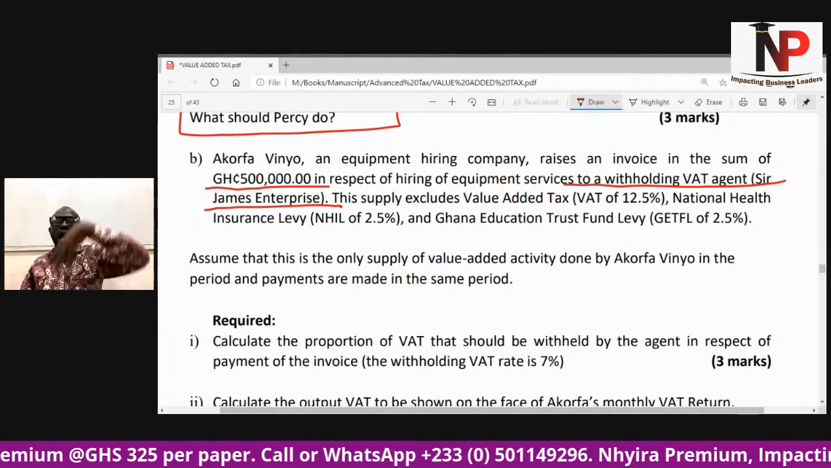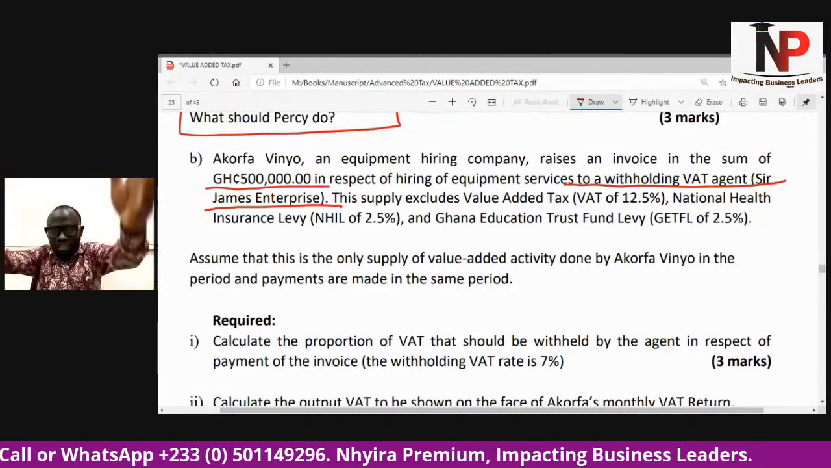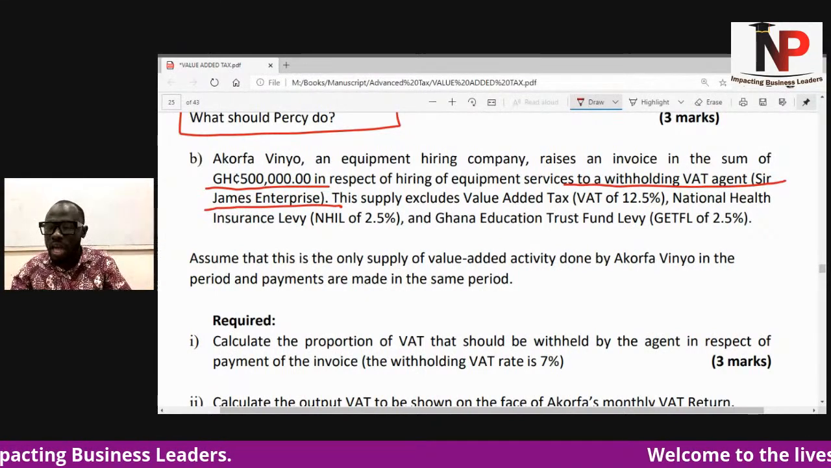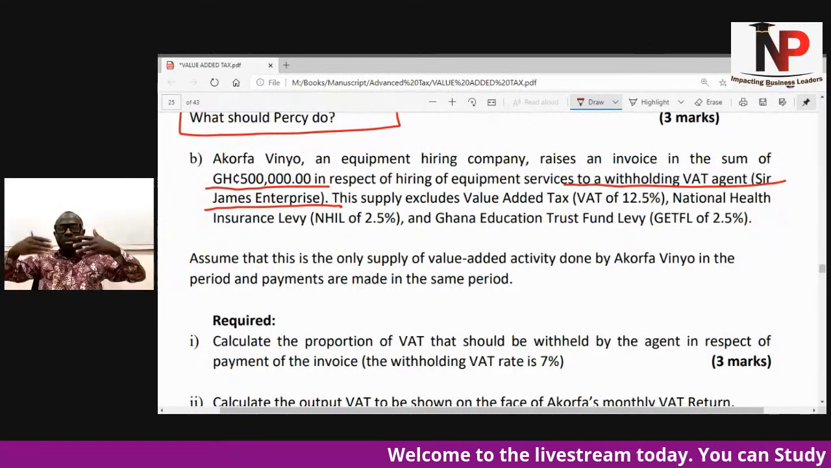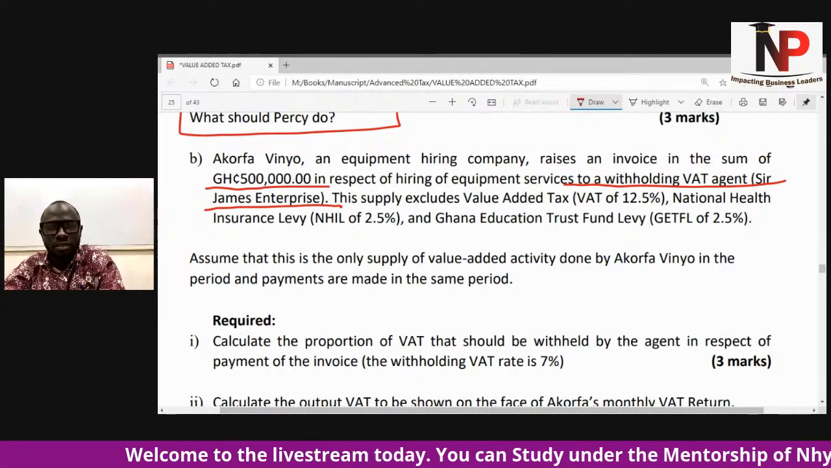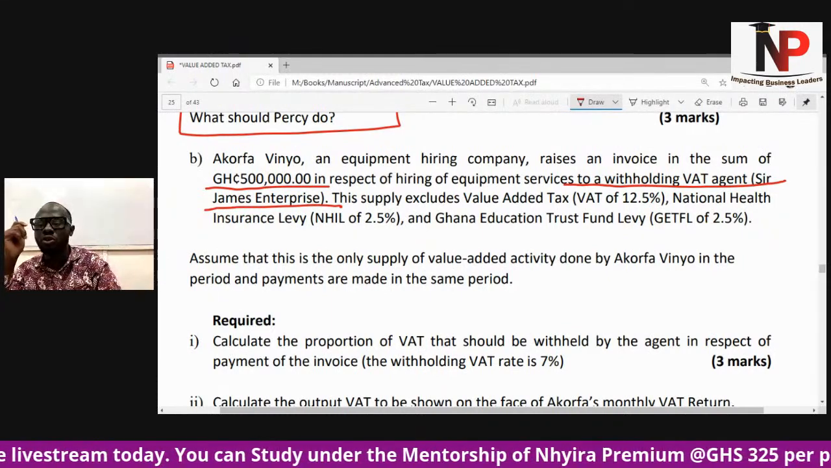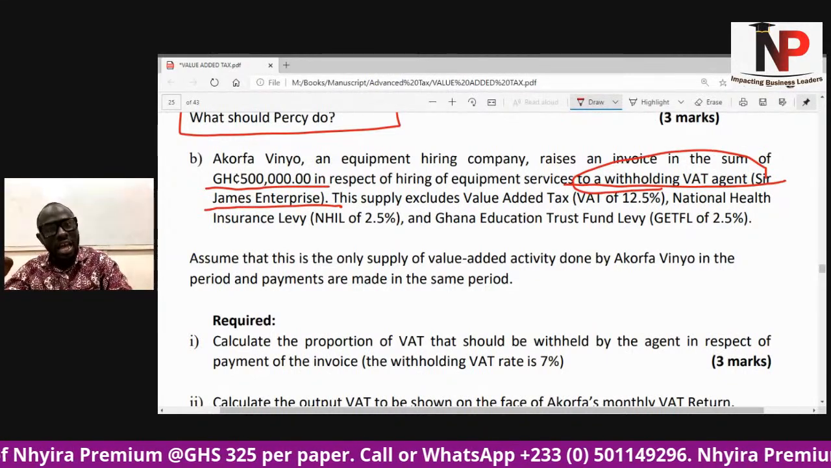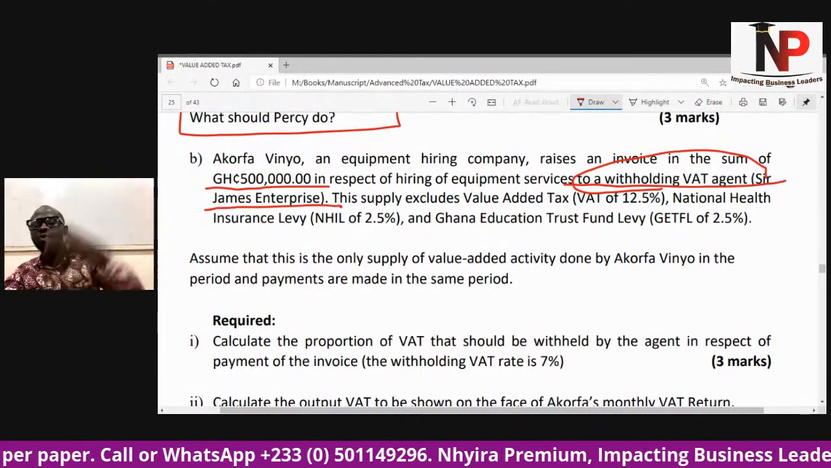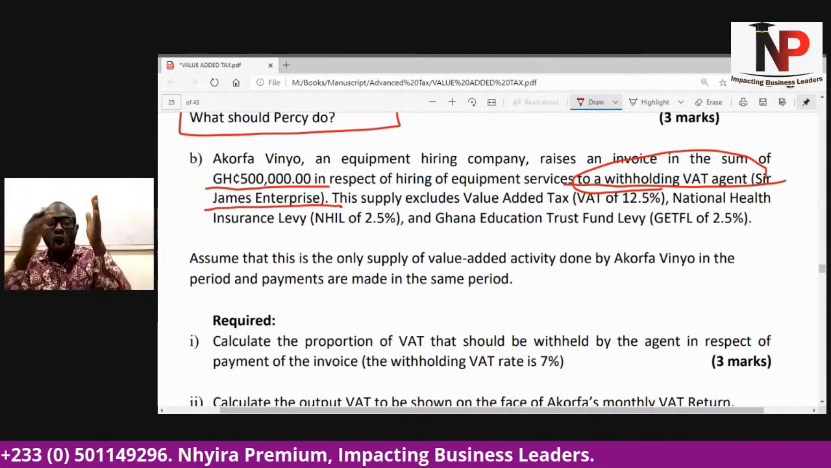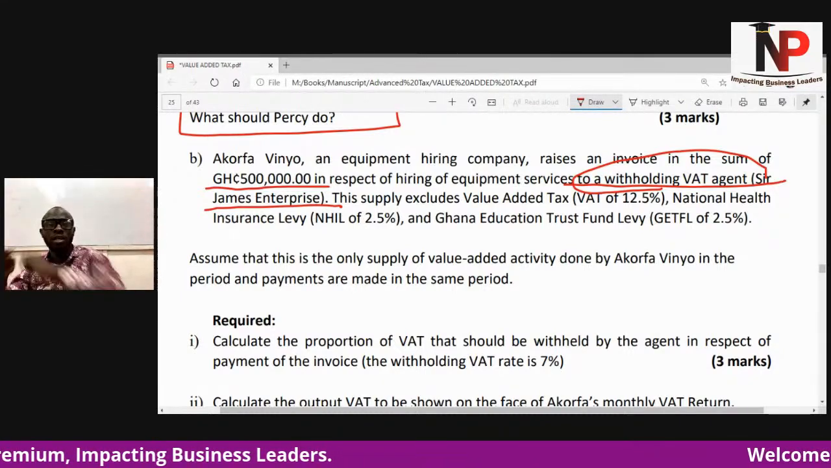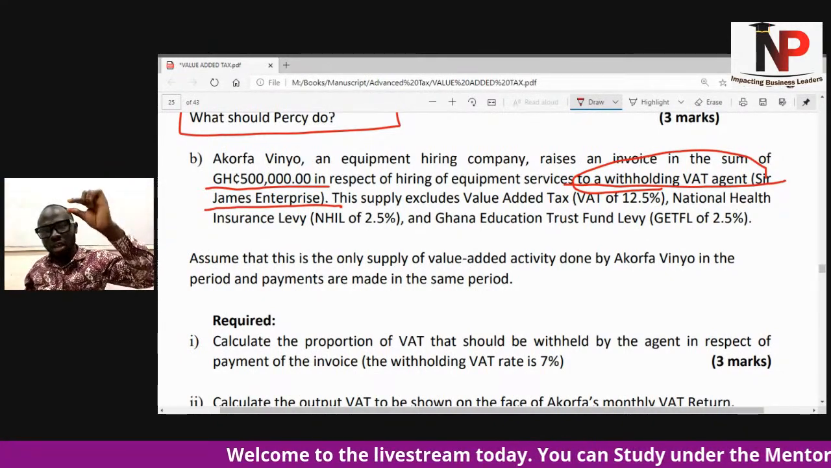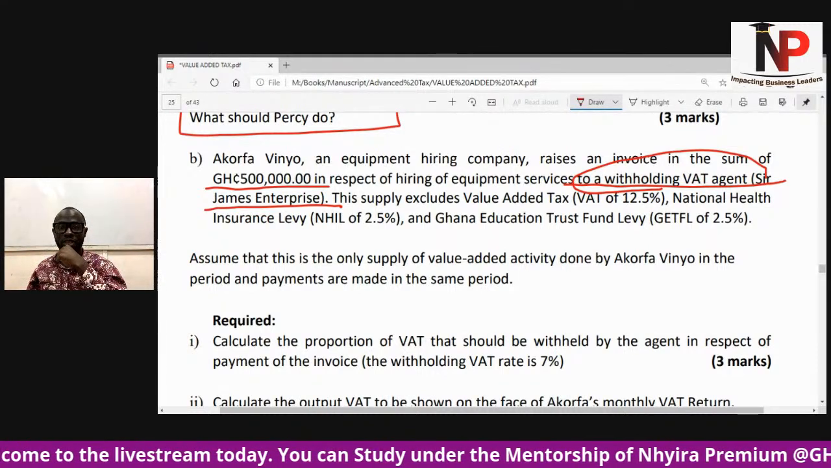So get it well. Akofa Vignon rents or hires out equipment to people, and then Sir James Enterprise came and hired one of the equipment for whatever thing that he wants to do. But Sir James Enterprise is a VAT withholding agent. Get it well. It means that Sir James Enterprise will withhold 7% on the amounts that they are going to be paying to Akofa Vignon Limited, inclusive of NHIL and then the Ghana GET Fund levy. I hope you are getting it.